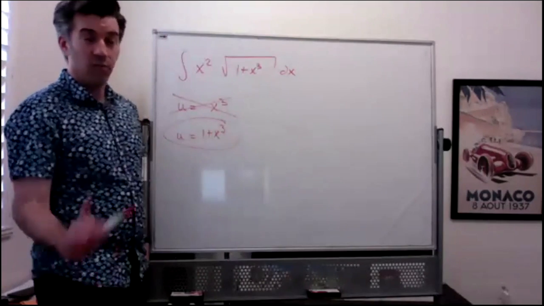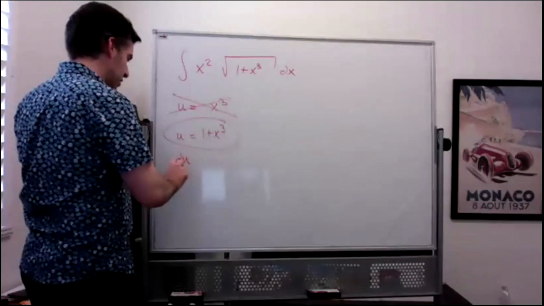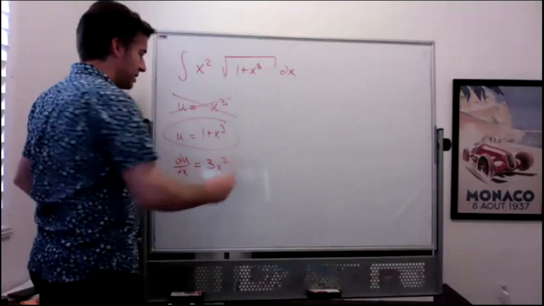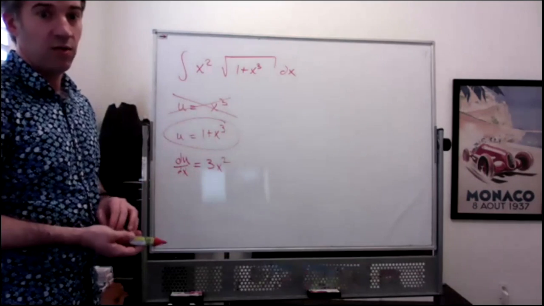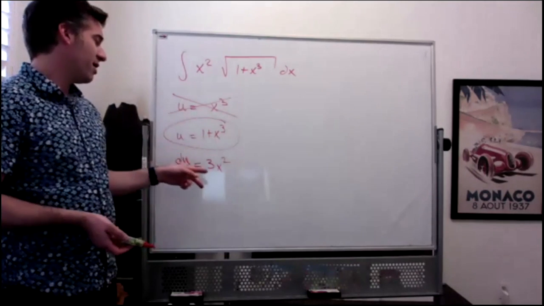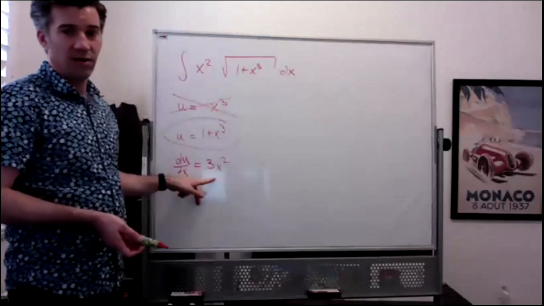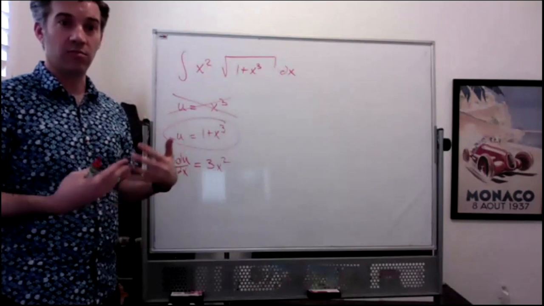The other important reason we are choosing this to be our u is because the derivative, du dx, is also in our integral. Well, I should be a little bit more specific, right? We have x squared in our integrand, and this is a 3x squared. We can always adjust for a constant multiple.